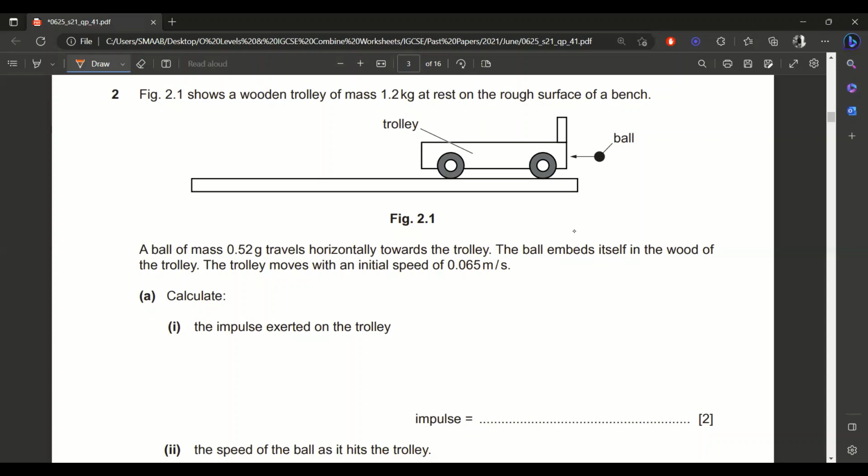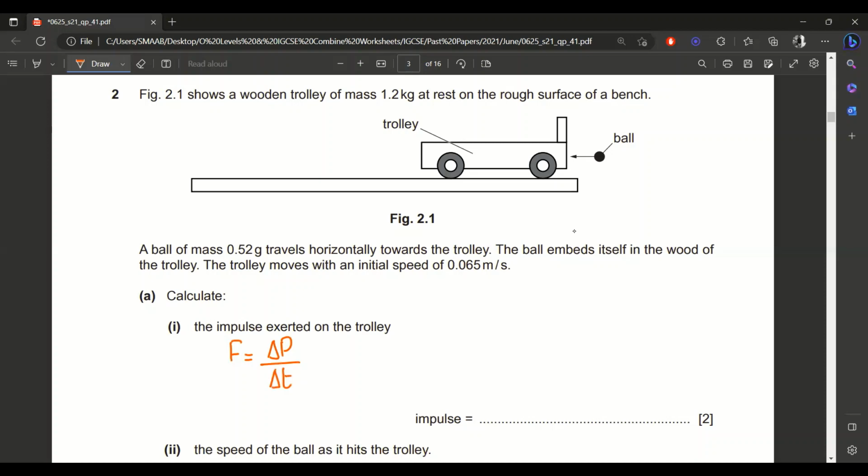So, sir, will we use impulse equals force into time? Okay, so according to that, it will be equal to rate of change of momentum, or we can say force into time.